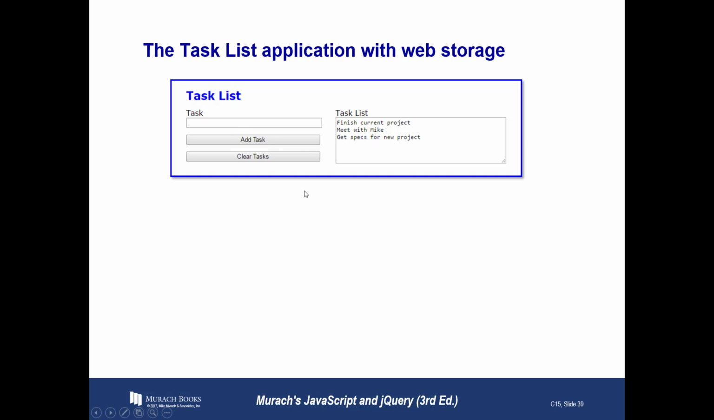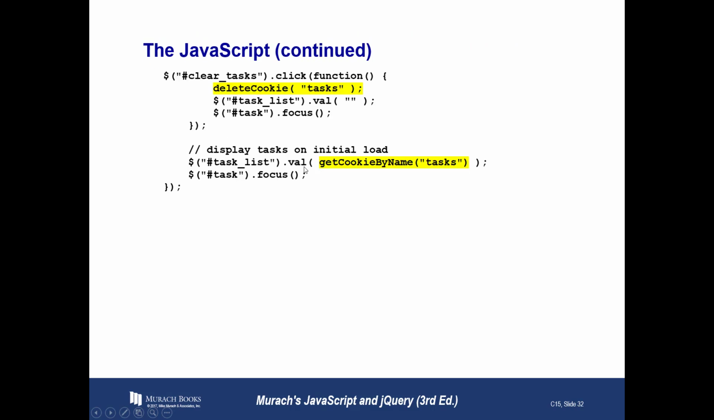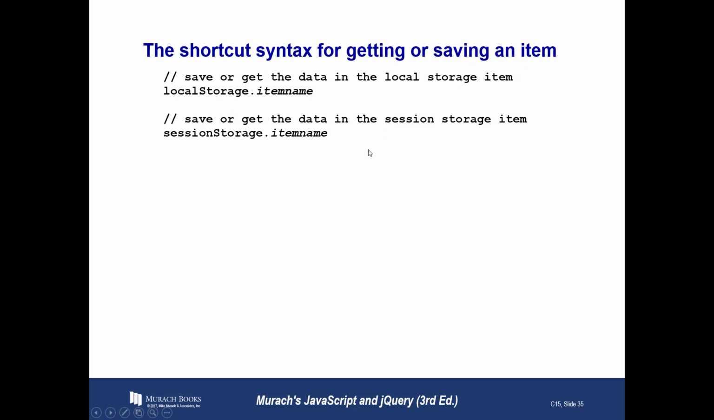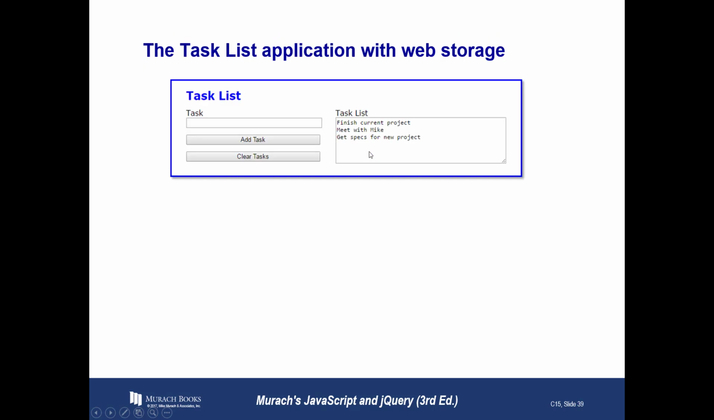The reason this is important is when they showed this one right here, it didn't look any different. But once you close the browser down, your task list went away. Using it with web storage means that once you close down the browser and bring it back up again, it'll remember your old tasks. That's quite an important concept.